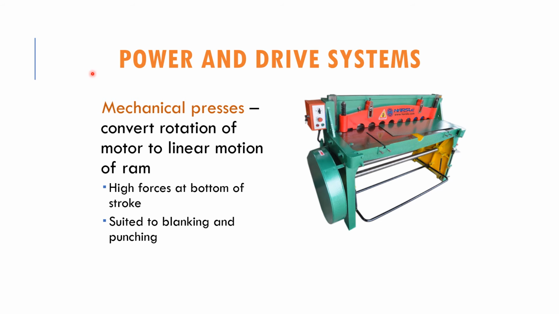For the stamping process, the power and drive system usually used is the mechanical press. In this mechanical press, it will convert the rotation of the motor to linear motion of the ram. Meaning that there will be a motor over here, and it will move the ram up and down. This is where the high forces at the bottom of the stroke will be given, and it is suited for blanking and also punching processes.